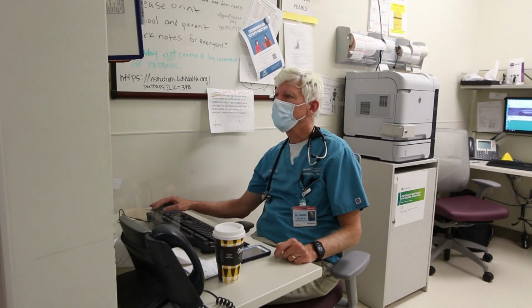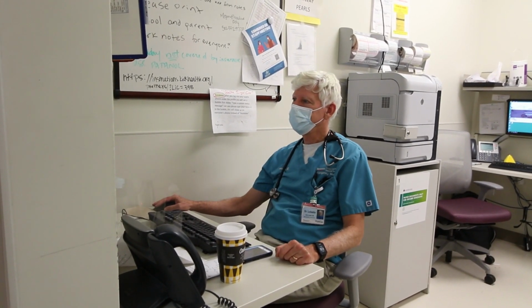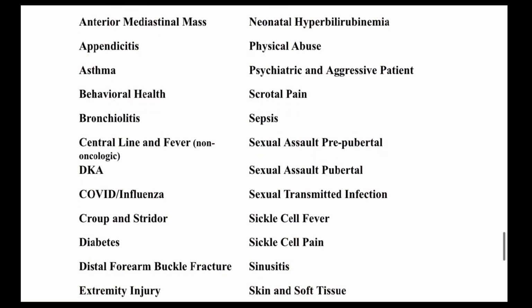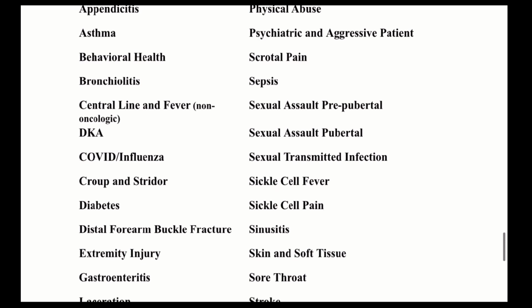Clinical pathways are algorithms for patient care for specific chief complaints and disease processes. They allow the initiation of orders before provider evaluation. These pathways are developed based on the current clinical practice guidelines as well as our experts here at AI DuPont Hospital. Some of the common pathways are asthma, bronchiolitis, gastroenteritis, diabetes, and appendicitis.